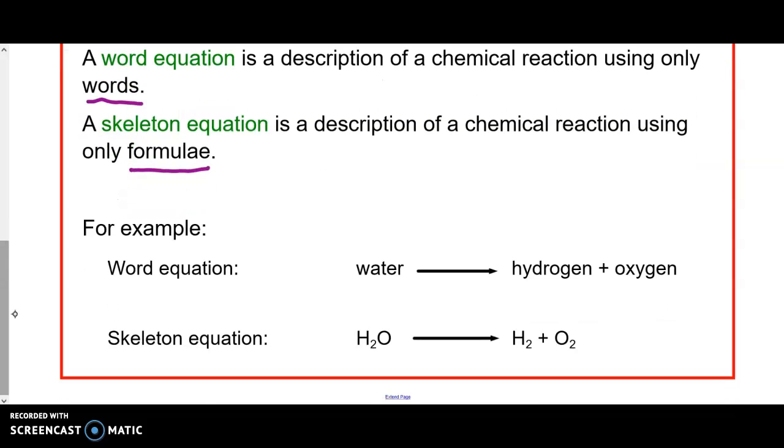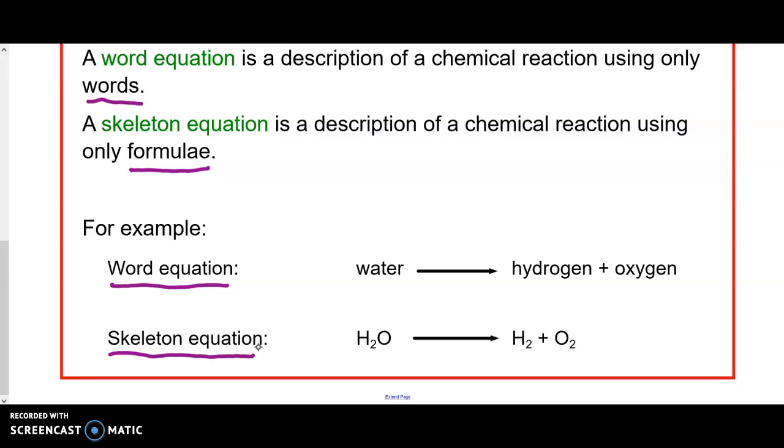For example, let's say we have some water, we add electricity, and we break the water down into hydrogen gas and oxygen gas through a chemical process. This is a word equation that describes the chemical reaction. Notice how we're just using the names of the compounds or elements. This is a skeleton equation. This is a chemical equation that describes exactly the same chemical reaction. This time we're just using the formulas.